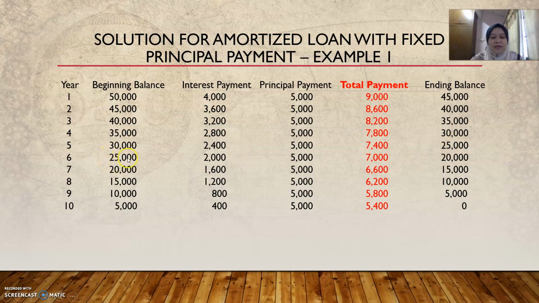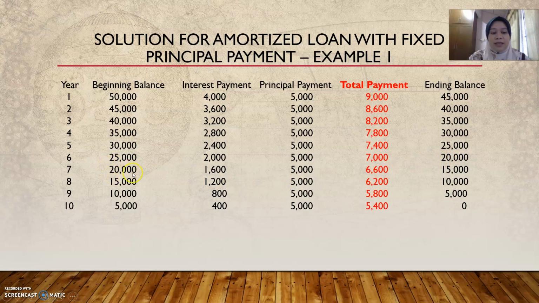Okay, 25,000 here times 8%, you will get the interest payment. 8% times 25,000, you will get 2,000. 2,000 plus the principal payment, which is fixed, 5,000 throughout the years, you will get total payment 7,000. So how are you going to get the ending balance? The beginning balance minus the principal payment. So that's how you're going to get the ending balance. Okay, the ending balance will become the beginning balance for next year.